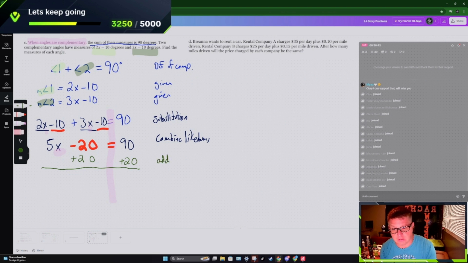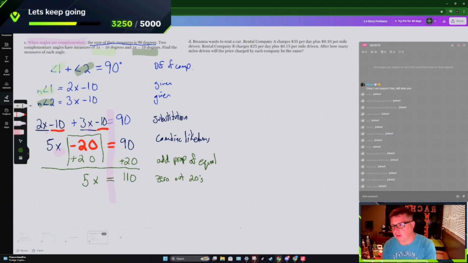Now, this goes back to the addition property of equality. We're going to do something that's the same on both sides because we are going to zero out those 20s. Negative 20 plus 20, those are going to cancel and zero each other out, so all I'm left with is 5 times x equals 110.